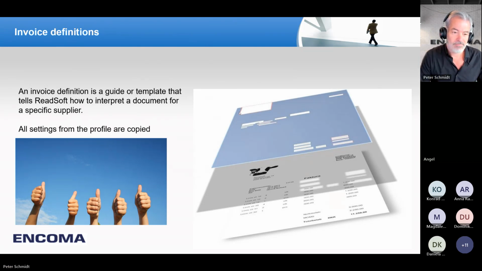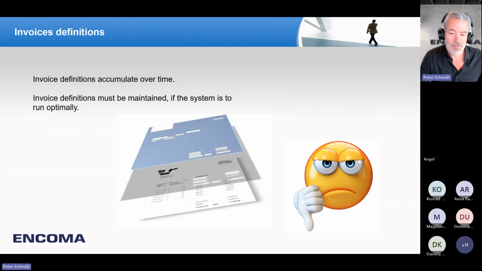The problem with invoice definitions, even though they are very good to have, is that they accumulate over time, and most of them are auto-generated, and over time they can be an obstacle for the system to work as we intend or expect it to work. So first of all, we need to make sure we have good definitions, and also make sure that we clean up what is not good for the system.